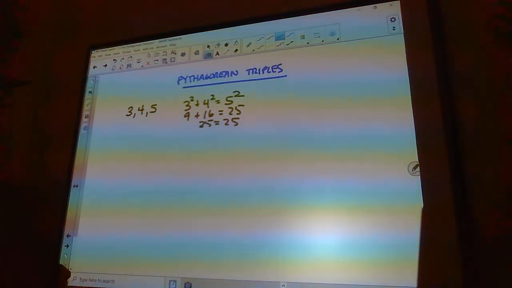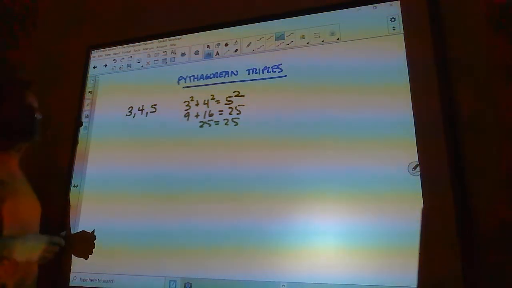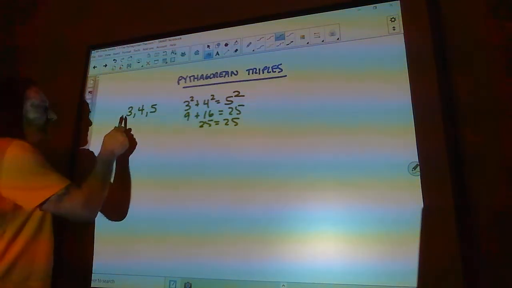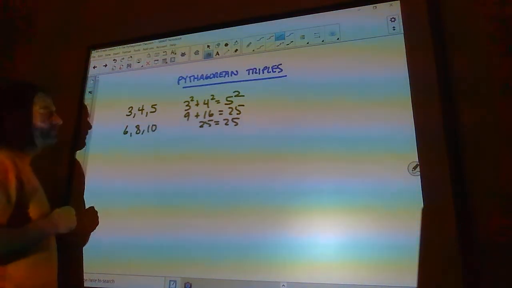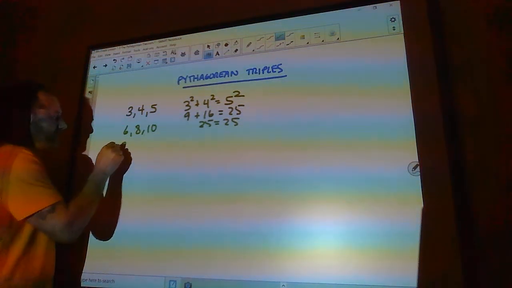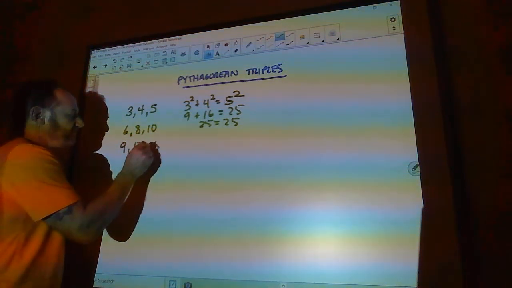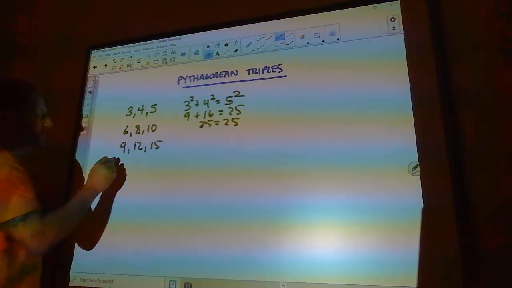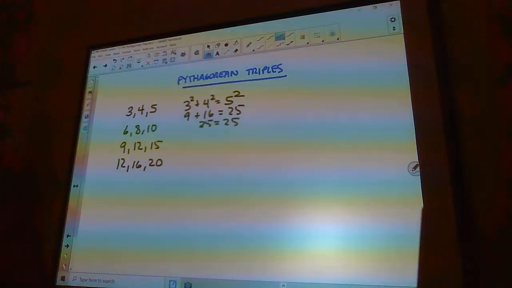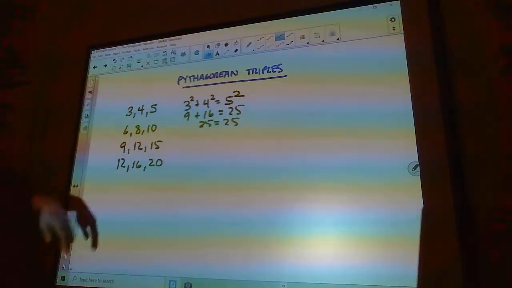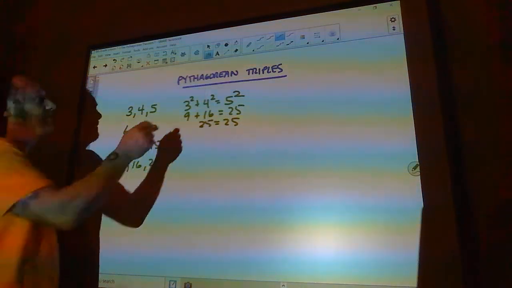Now here's the beauty about this. You can find another Pythagorean triple by just doubling all these. So 6, 8, and 10 will also work. I can triple it. 9, 12, and 15 will work. I can quadruple it. 12, 16, and 20 will work, and I can just keep doing that. These are all Pythagorean triples. Now, like I said, they come in sets.